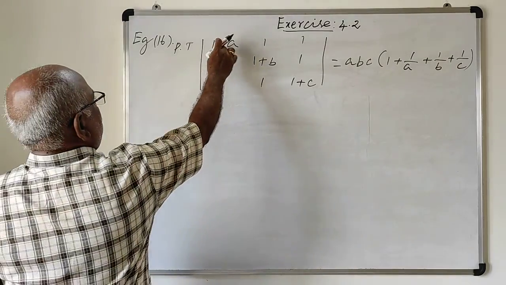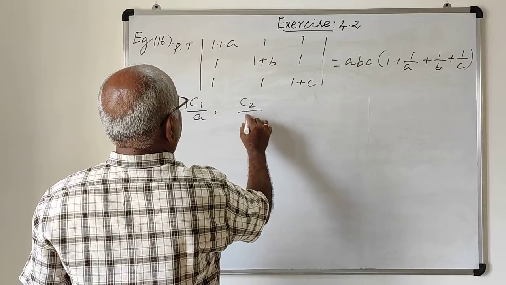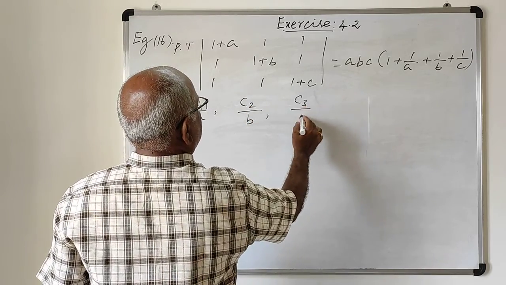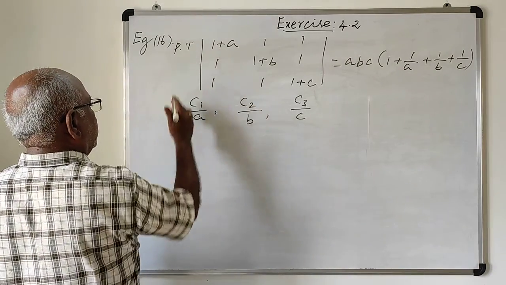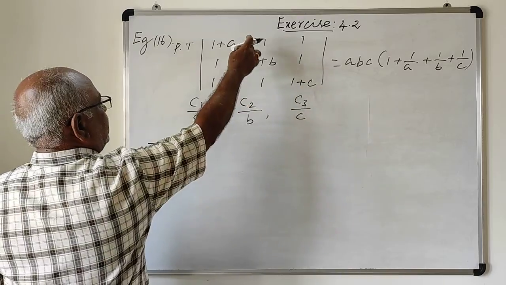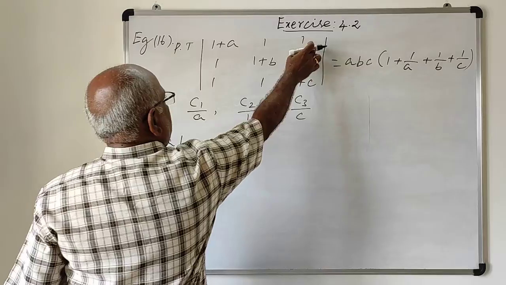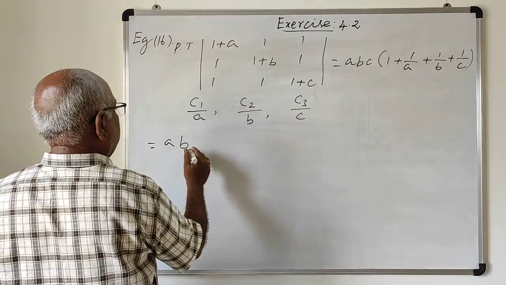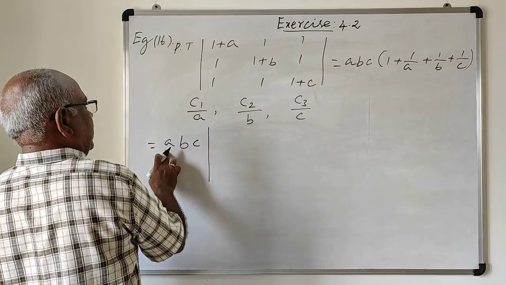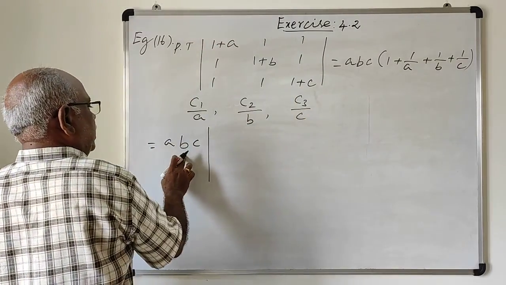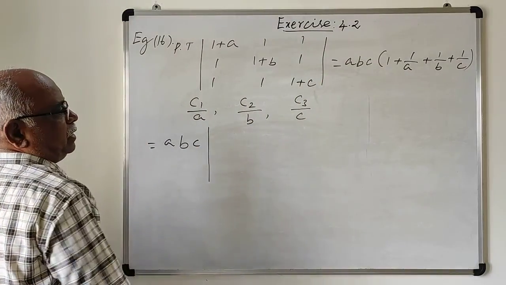For that, I am dividing the first column by a, the second column by b, the third column by c. I am dividing the first column by a. To compensate, I am multiplying the determinant by a. Divide the second column by b, to compensate, multiply the determinant by b. Similarly, the third column is divided by c, and compensating, I multiply the determinant by c.